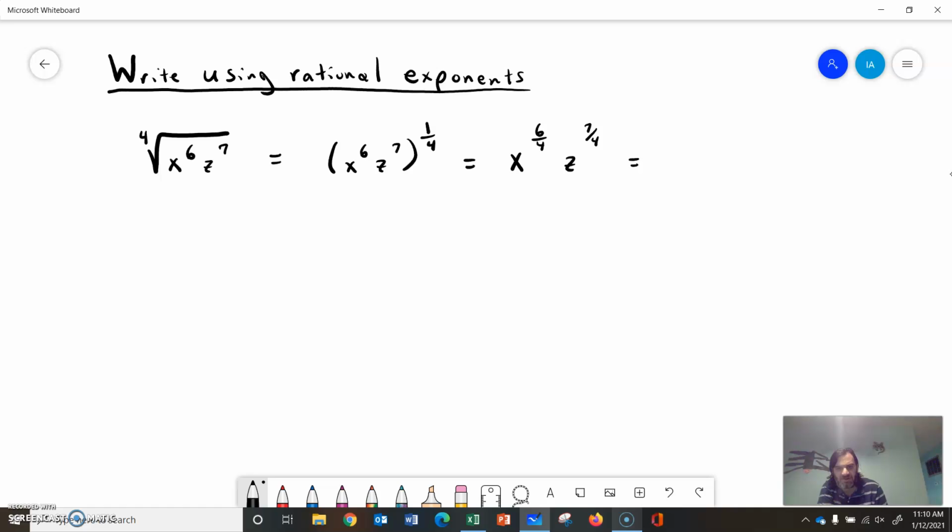And I can do one more thing. I can reduce this power on x. So x to the 6/4 would be the same thing as x to the 3/2, and then z to the 7/4. And nothing can be reduced anymore. And it's all in terms of exponents, and you don't see the root explicitly.